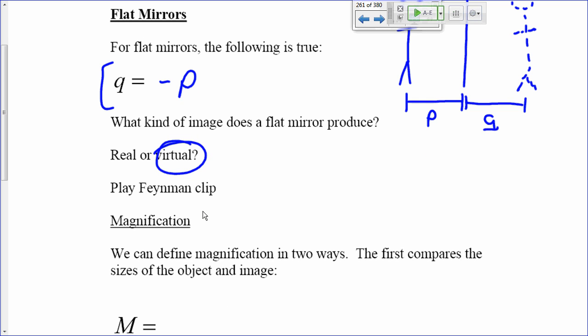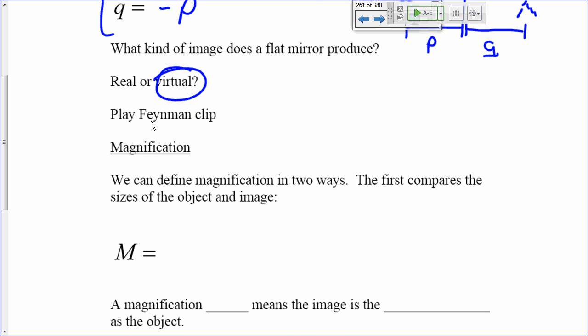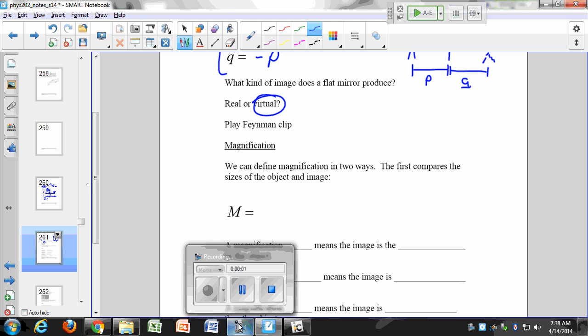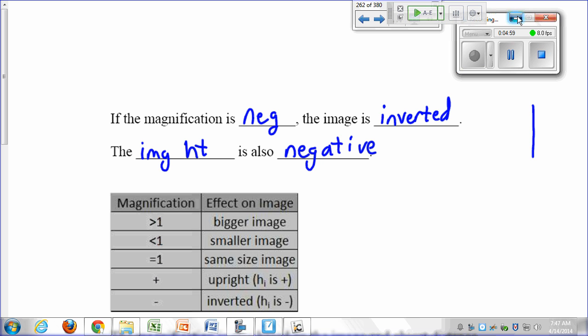Give me just a second. I'll come back and we'll play this little clip by Richard Feynman just about mirrors. It's kind of cool. All right, so we're going to do it now. Another British man? No, he's American. He's dead.